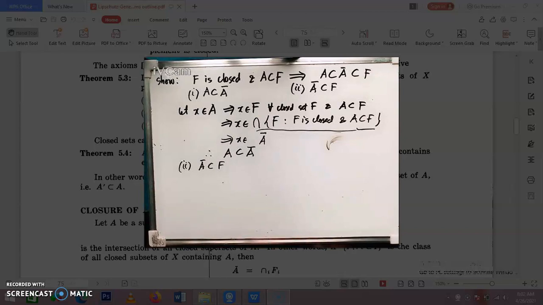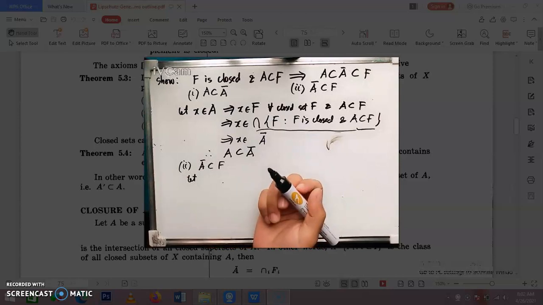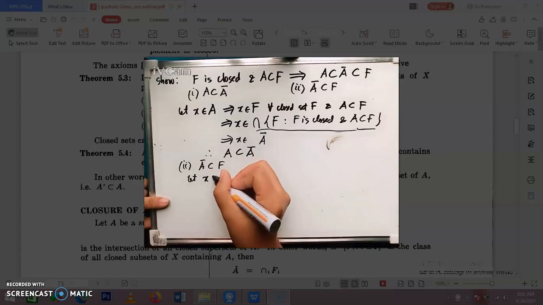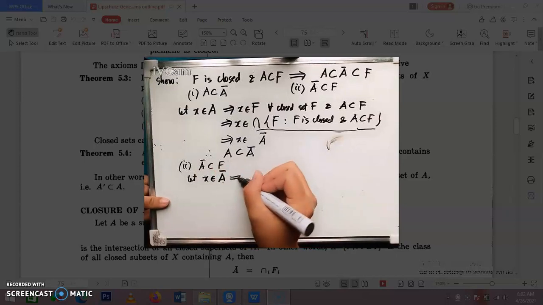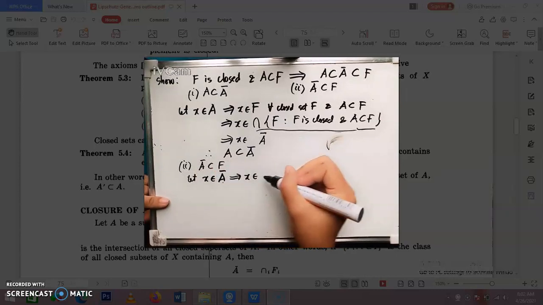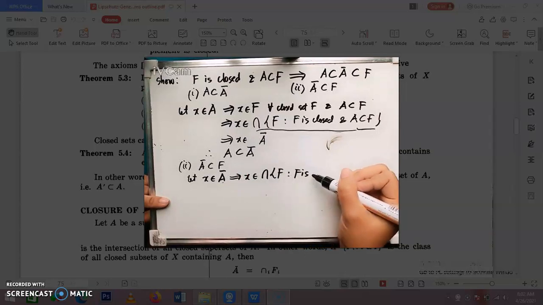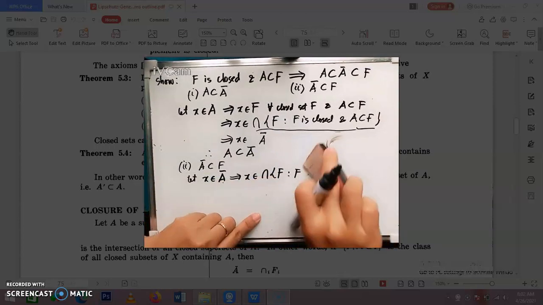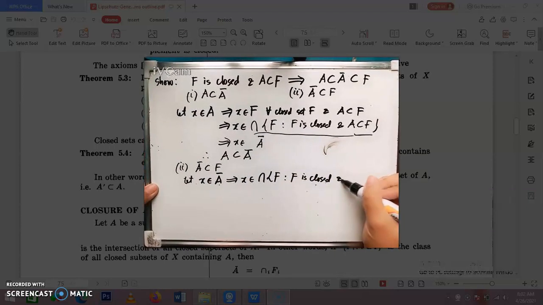So the same thing, we let, say for example, X again, or we could have another letter, Y. Anyway, it's just a representation. So let's have here X is in A closure. Now we know that A closure is equal to the intersection of F such that F is closed, and then A is a subset of F.